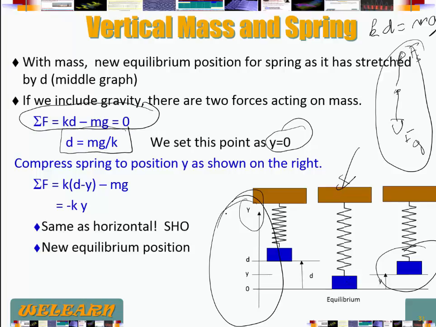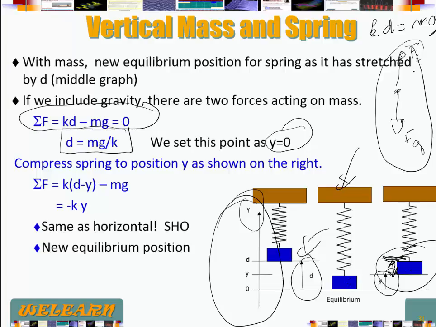Okay, now let's write it down. Let's write Newton's second law of motion down for this particular case. In the case shown here, the amount of stretching of the spring is going to be this much. That's the amount the spring is stretched relative to its equilibrium position here. So the amount of stretching of the spring is actually d minus y.